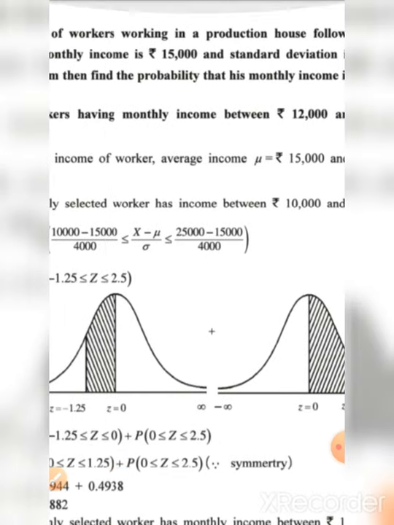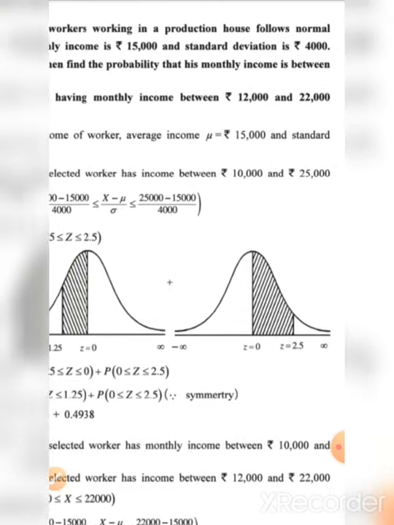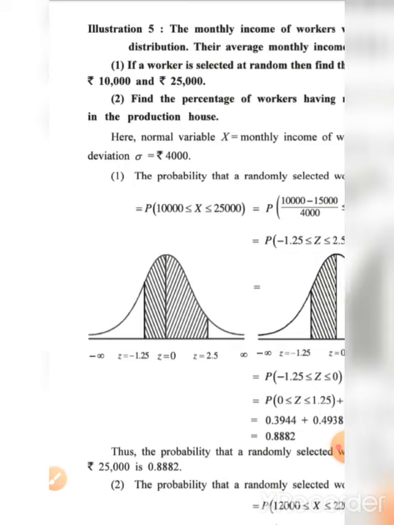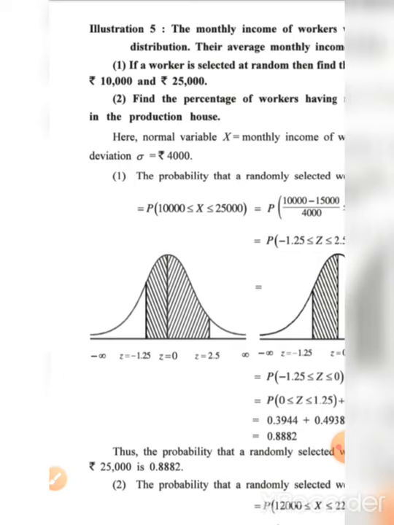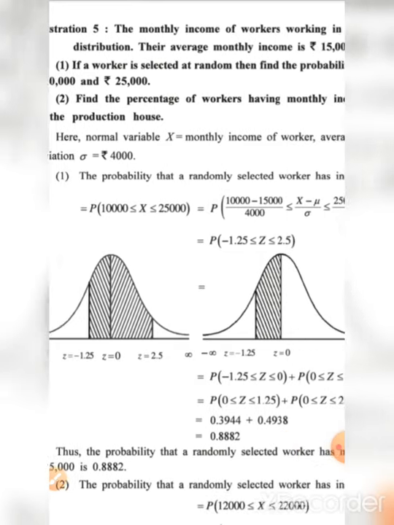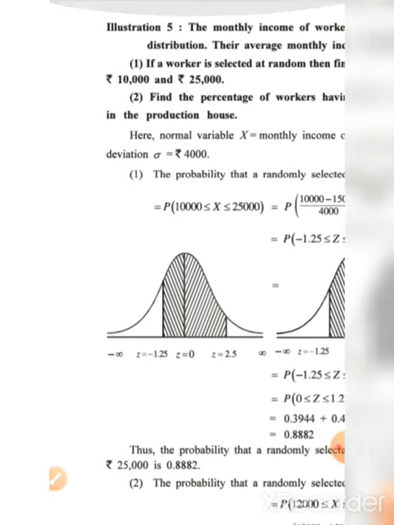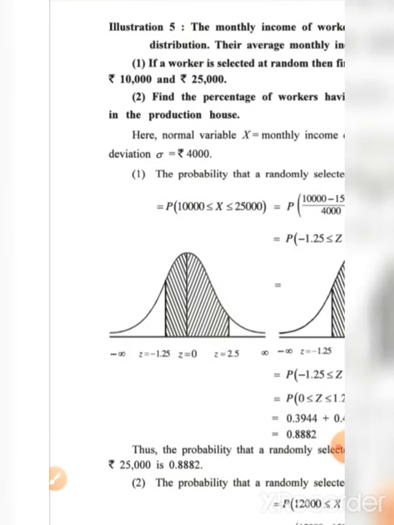They have already given the average, that is mu, and the standard deviation. Your mu is rupees 15,000 and your sigma is rupees 4,000. Alright, then see the first question. It says that if a worker is selected at random, then find the probability that his monthly income is in between rupees 10,000 and 25,000.